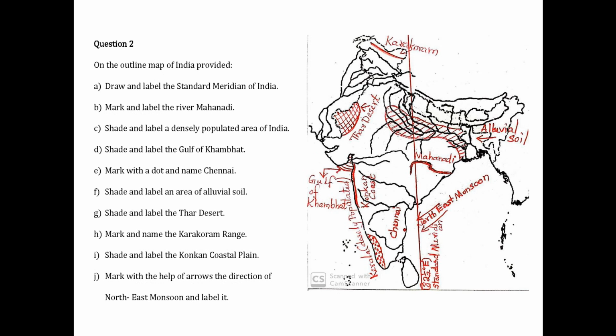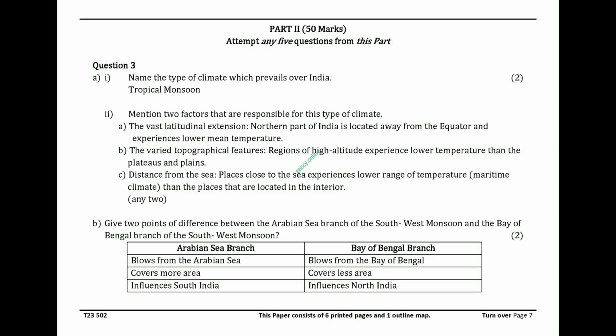Shade and label the Thar Desert. Mark and name the Karakoram Range. Shade and label the Konkan Coastal Plain. Mark with the help of arrows the direction of northeast monsoon and label it. Part 2, 50 marks. Attempt any 5 questions from this part.